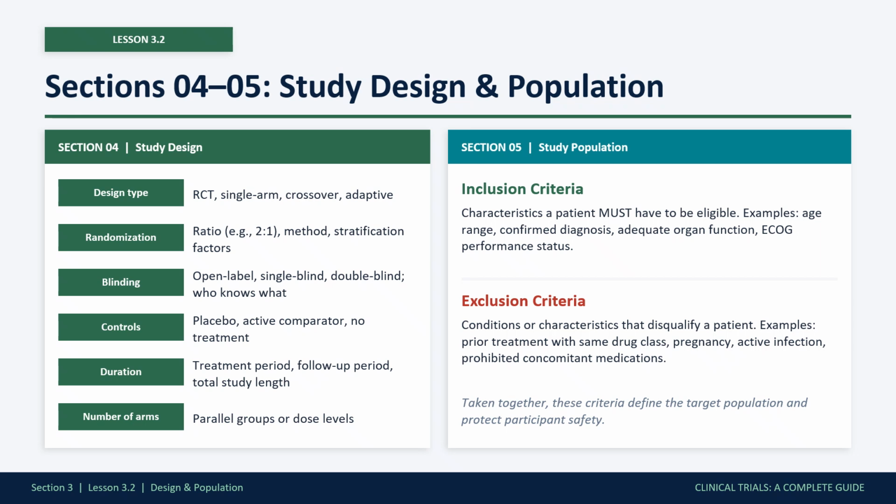Get them wrong, too broad, and you enroll patients who can't tolerate the drug; too narrow, and the results won't generalize to the real-world population. This is one of the most scrutinized sections at regulatory review.